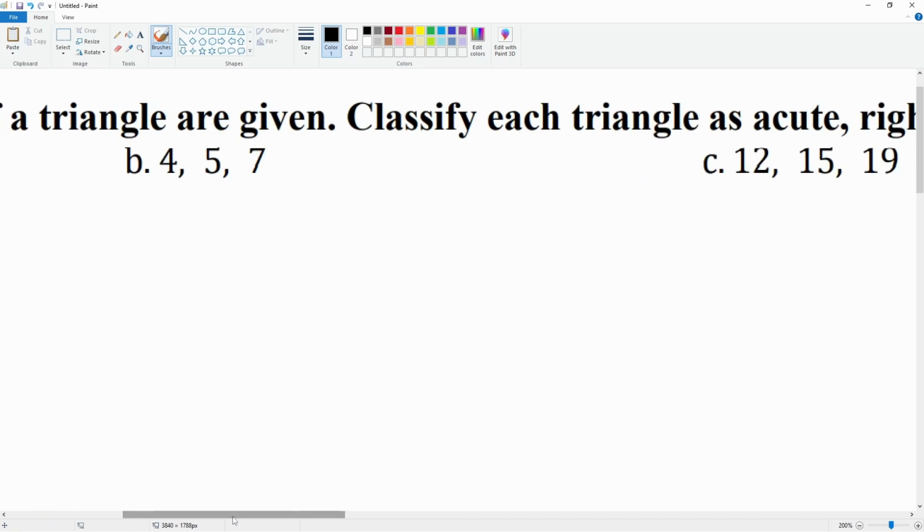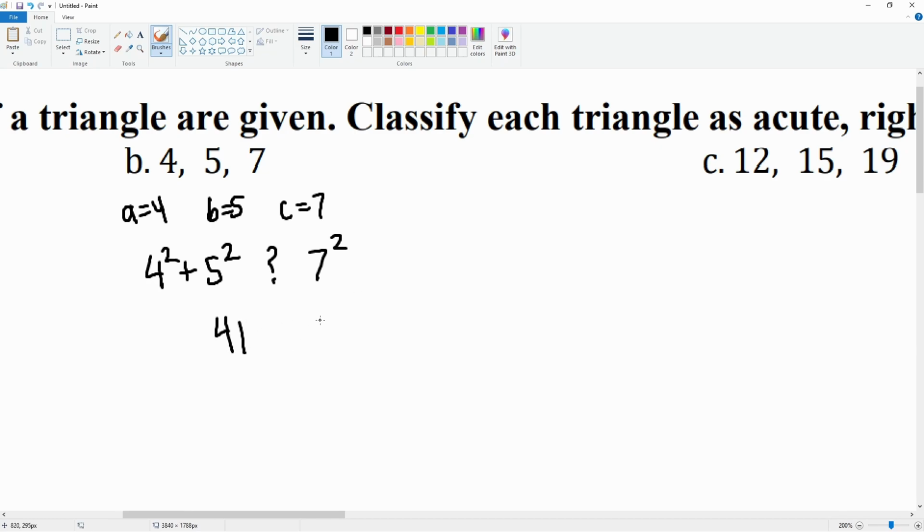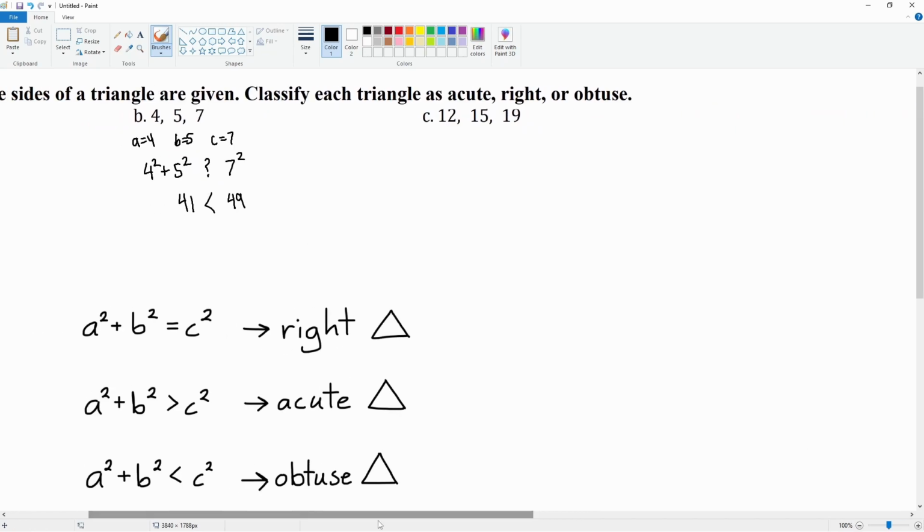All right, let's do the next one. A equals 4, B equals 5, C equals 7. So 4 squared plus 5 squared, question mark, 7 squared. Okay, 4 squared plus 5 squared in our calculator is 41. And we have 49 here, and 49 is bigger. Because 49 is bigger, like before, c squared is bigger. This makes it automatically obtuse.